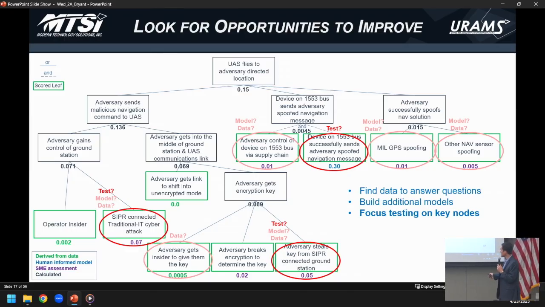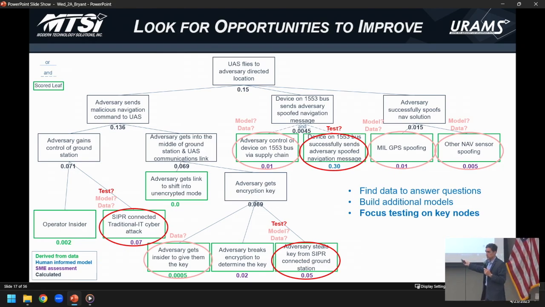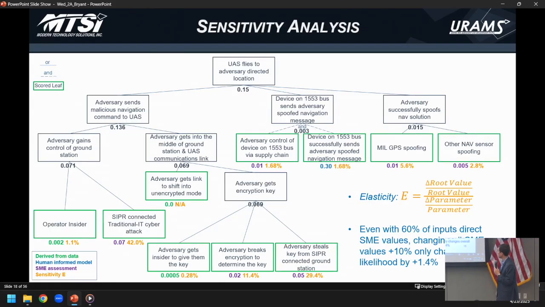And of course, focus on testing key nodes. We're going to get back to this in a minute, but one of the real powers, the value to this, I'll show you when you do a sensitivity analysis, you'll see there are some things that are worth testing, and there's probably some things that aren't. And there are some things that we really shouldn't care that much about when it comes to mitigation.